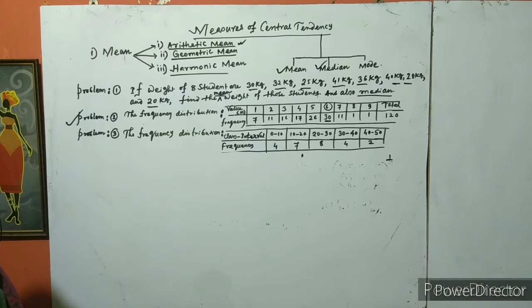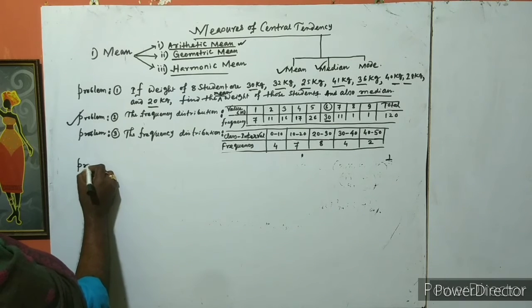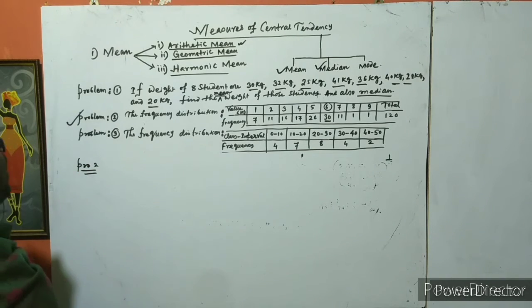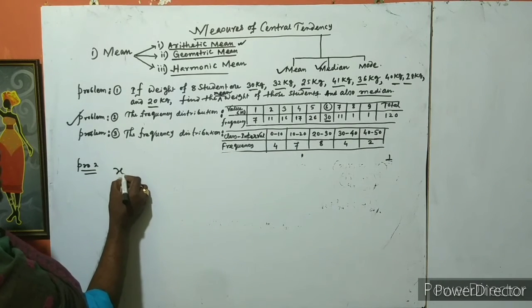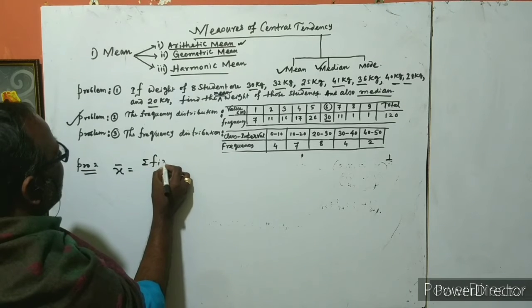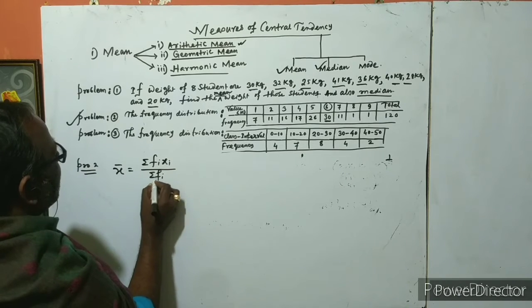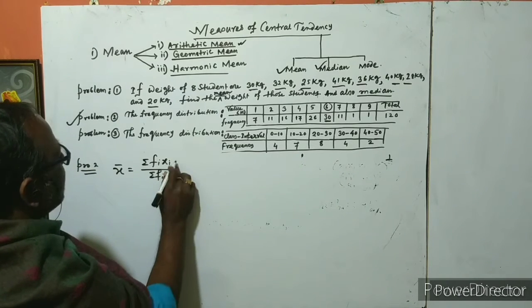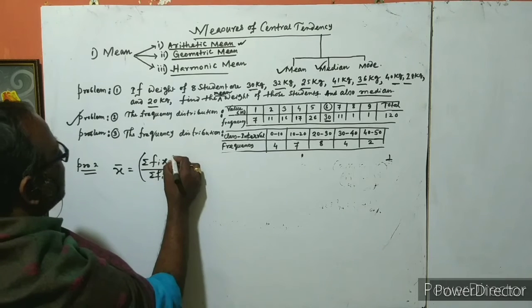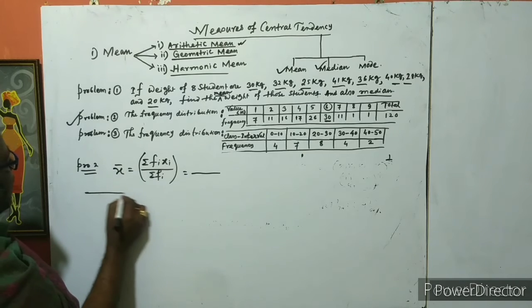Now we have to calculate the mean for this table, for problem number 2. The formula here is x bar equal to, for a frequency distribution, summation fi xi by summation fi. This is the formula for a frequency distribution, and you always find a table there.